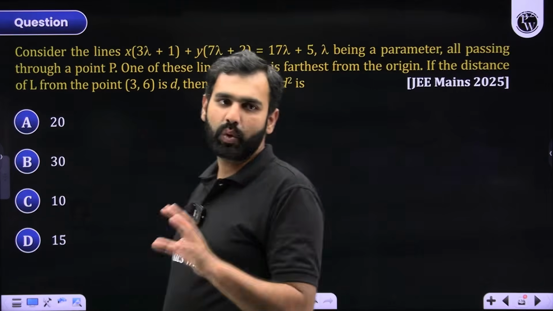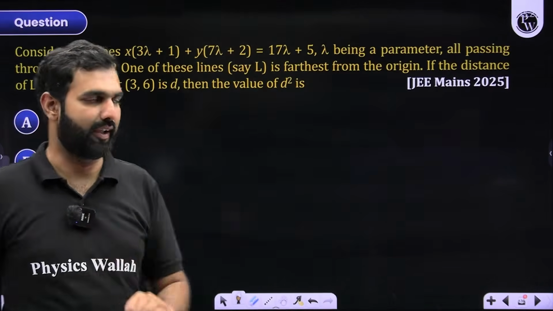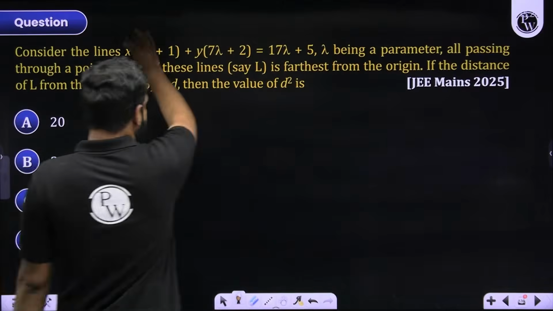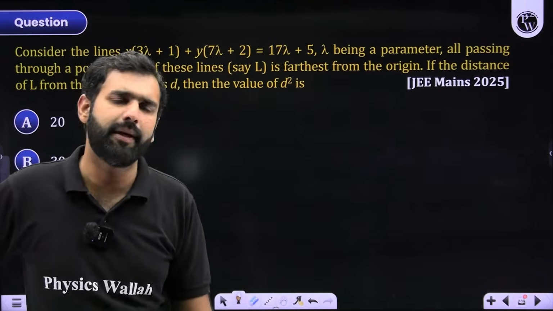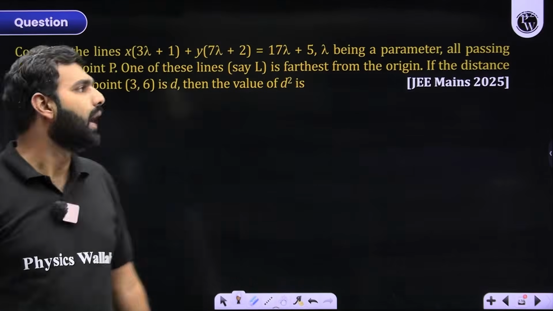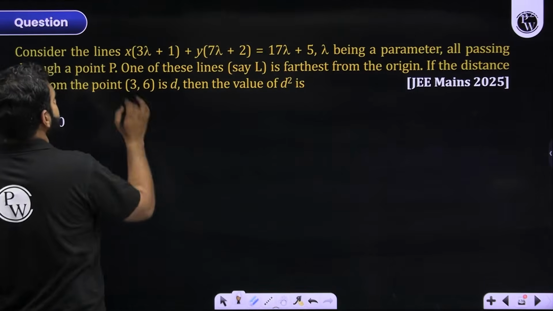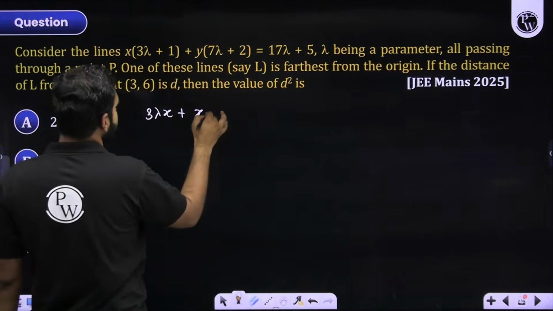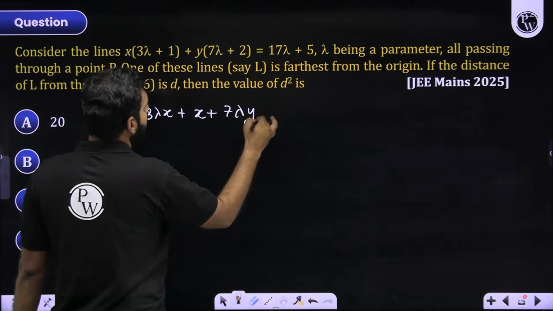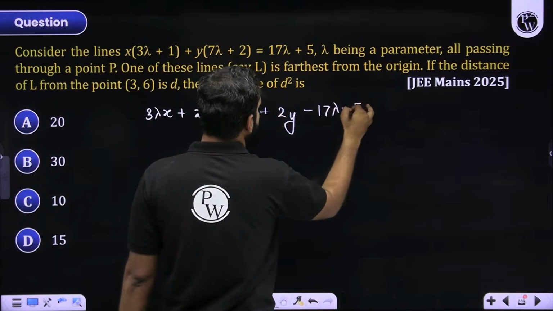So I'm taking a question through which I'll make you understand how you deal with questions based on family of lines. See, it says there is a line where lambda is a parameter. So when lambda as a parameter is visible there, I'll try to convert it into a family of straight lines. How? I'll say 3 lambda x plus 7 lambda y plus 2y minus 17 lambda minus 5 is equal to 0.